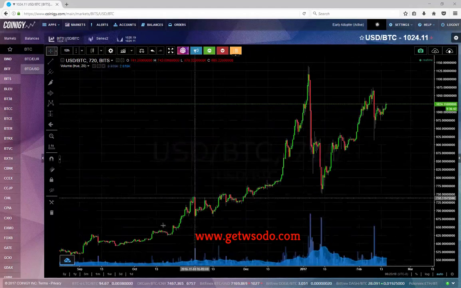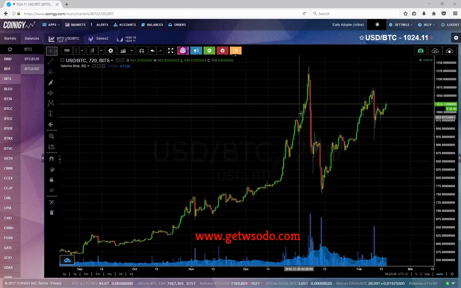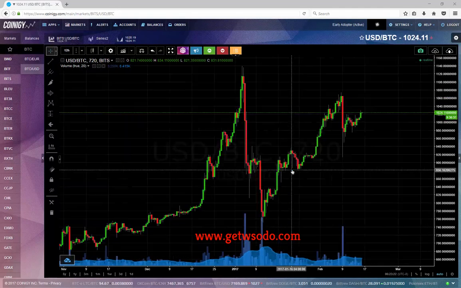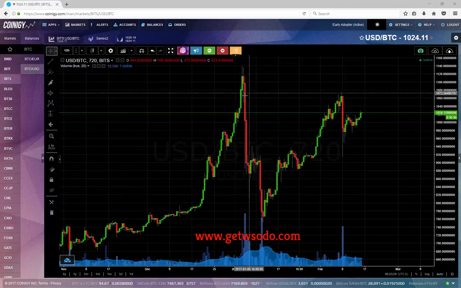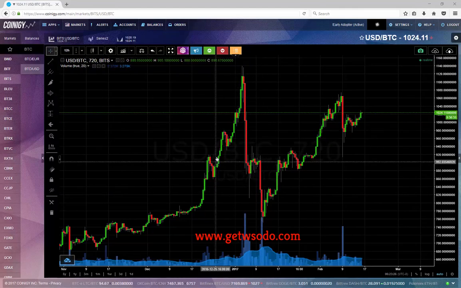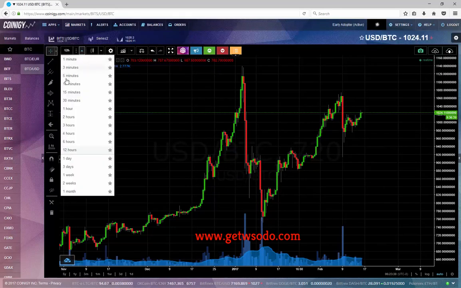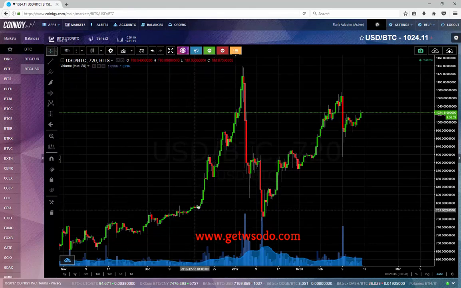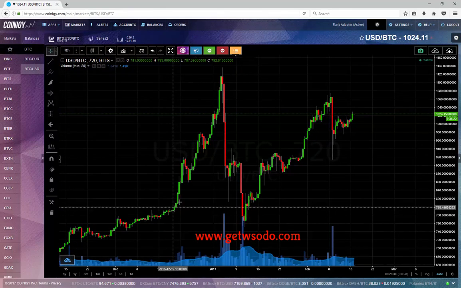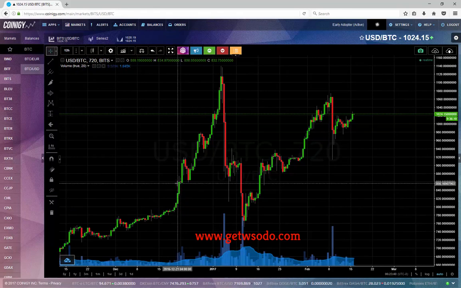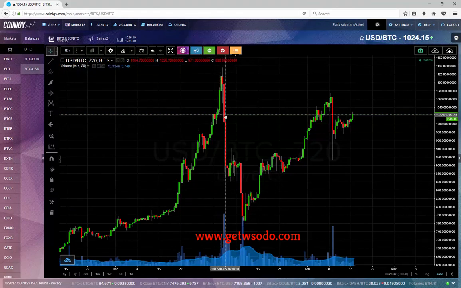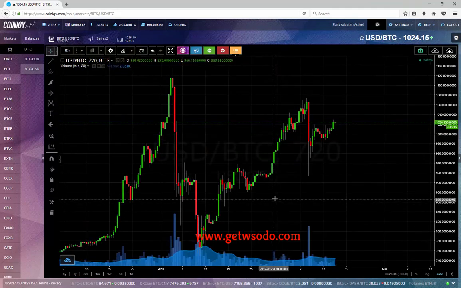So as you can see here, you have a whole bunch of different green candles. You also have a variety of different red candles. Each one of these candle bars represents a different time frame and price. So as you can see up here in this corner, we've got all these different time frames. Right now I'm in the 12-hour time frame. When you see a green candle, it means that the price went higher. And when you see a red candle, it means that the price went lower.